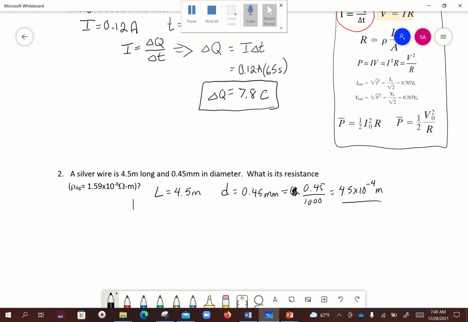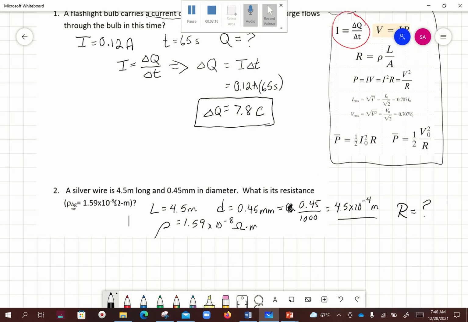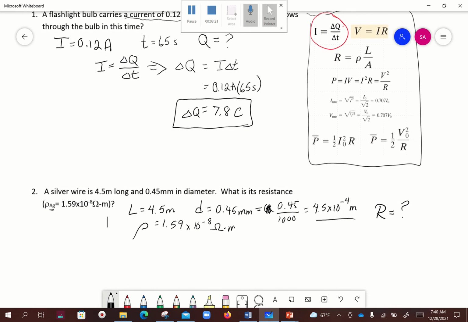What's its resistance? So we're asking R equals question mark. That's what we're trying to find. And we're told that the resistivity of Ag, the chemical symbol for silver, is 1.59 times 10 to the minus 8 ohm meters. So we've got the length, the diameter, and the resistivity. We want to find the resistance. So we want an equation with R. And if we look at our equations, there's a lot of equations here that have an R in it. Okay, so what are we given? Well, we're given the length and the resistivity.